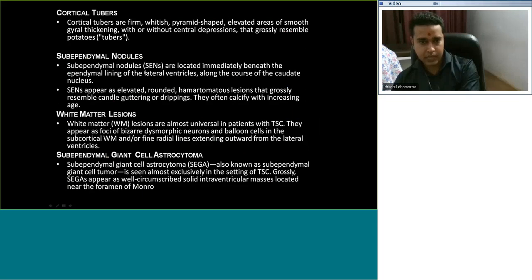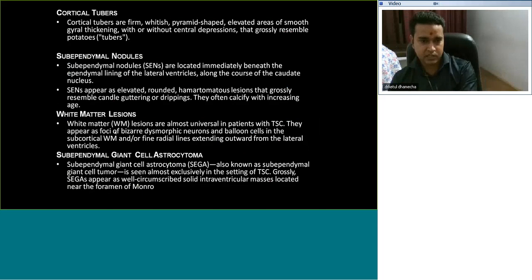Subependymal nodules, SENs, are located immediately beneath the ependymal lining of the lateral ventricles along the course of the caudate nucleus. They appear as elevated, rounded, hamartomatous lesions that grossly resemble candle guttering or dripping, and often calcify with increasing age. In the younger age group, we will not find SEN as a calcified lesion, but in the later age group, they are definitely going to calcify.